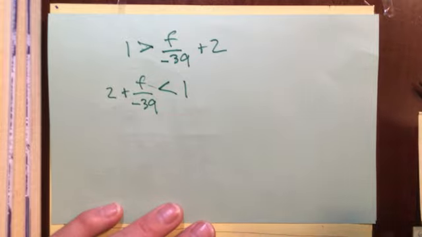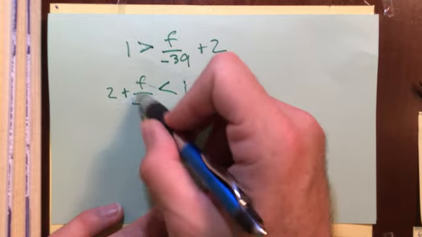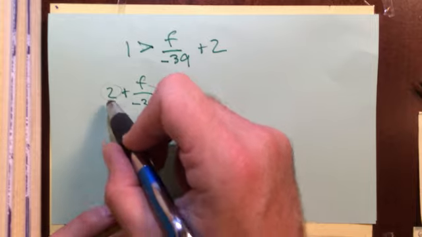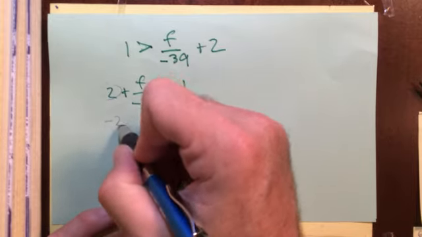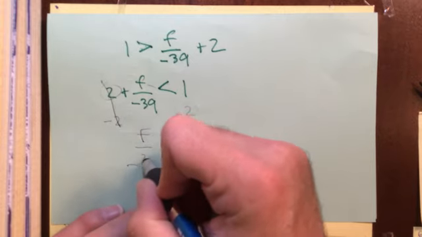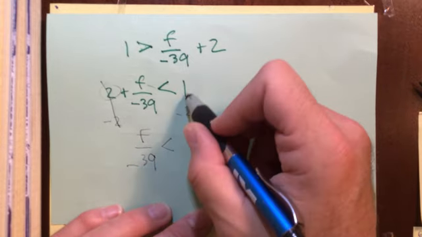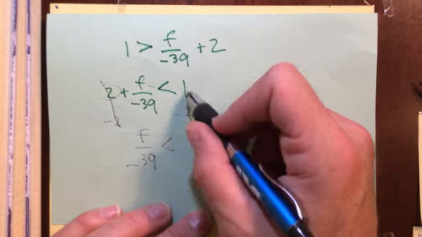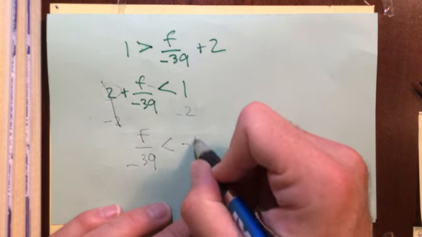So the first thing you're going to do is what's not attached to the letter, the 2. I'm going to get rid of that first. That's a positive 2, so I'm going to do a minus 2 to both sides. f over negative 39 less than 1 minus 2. I'm going to end up at negative 1.